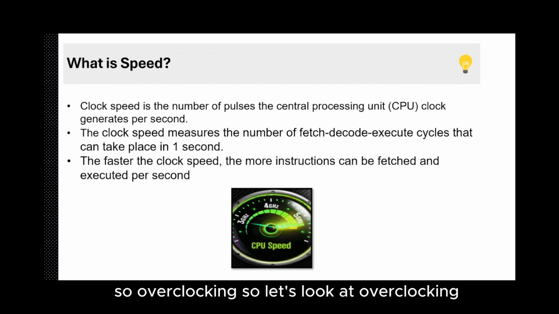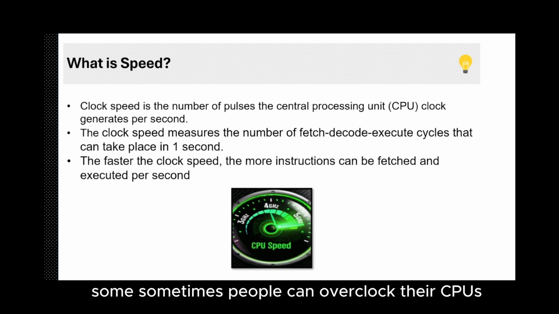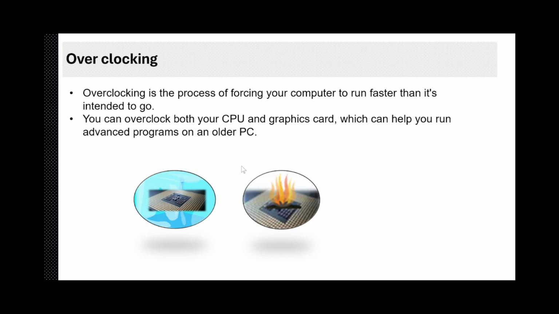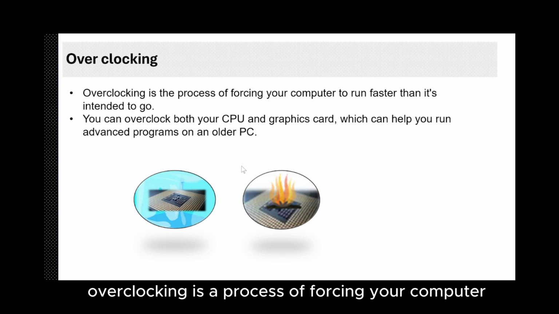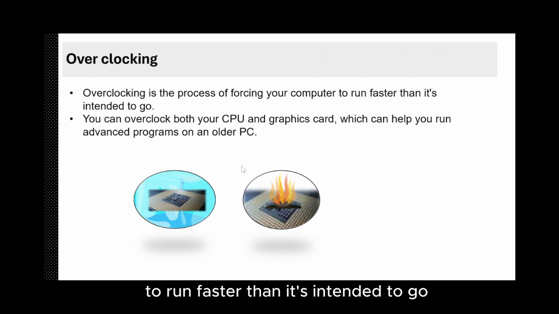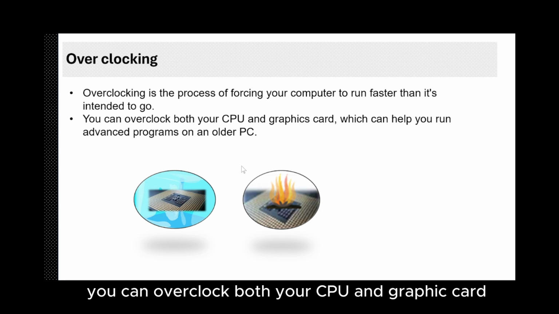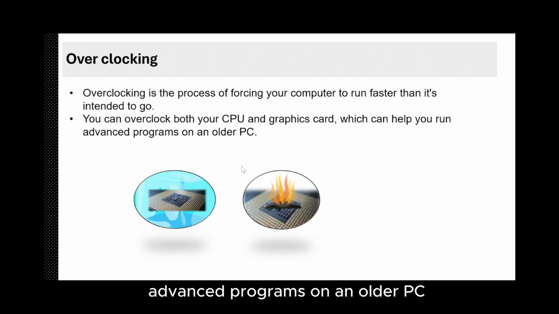So let's look at overclocking. Sometimes people can overclock their CPUs. What is overclocking? Overclocking is a process of forcing your computer to run faster than it's intended to go. You can overclock both your CPU and graphic card, which can help you run advanced programs on an older PC. But although overclocking is largely safe, it's possible to run into overheating and crashing issues.